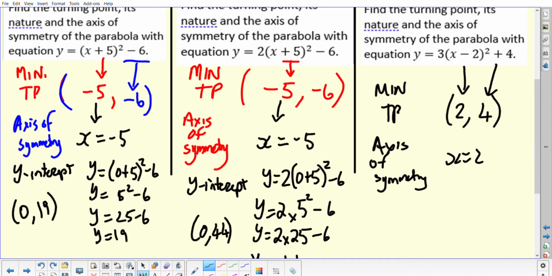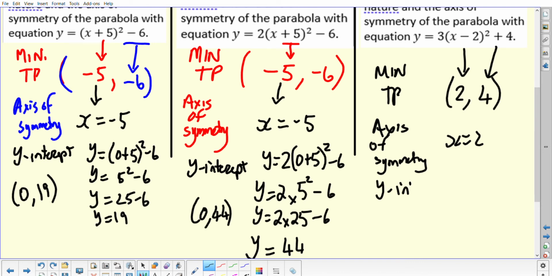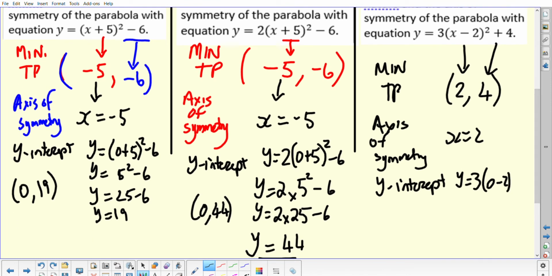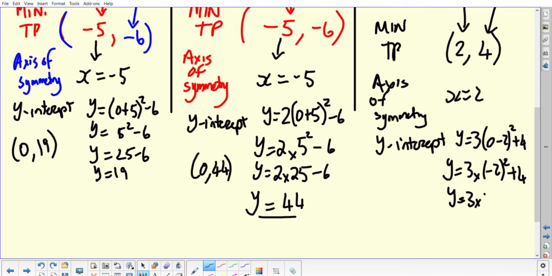2. And then from there, writing down my y-intercept. So my y-intercept, I would be subbing in x equals 0, and you've still got that 3 at the front, so y equals 3 times (0 - 2) all squared plus 4. So that gives me y equals 3 times -2 squared plus 4. -2 squared is +4. So I end up with 3 times 4 is 12, add 4 is 16. So my y-intercept is the point (0, 16) this time.